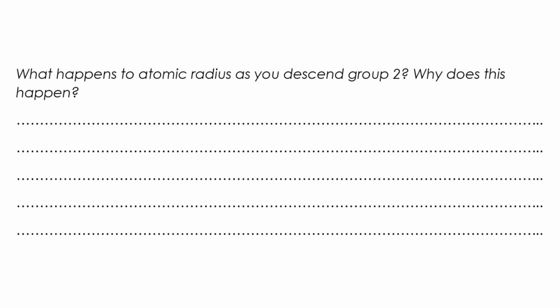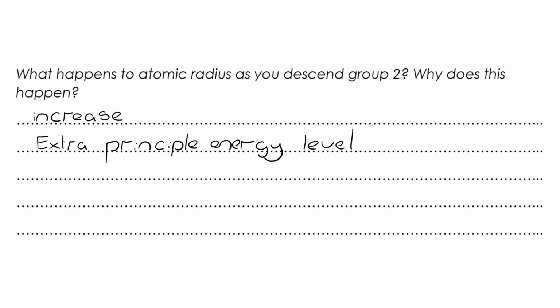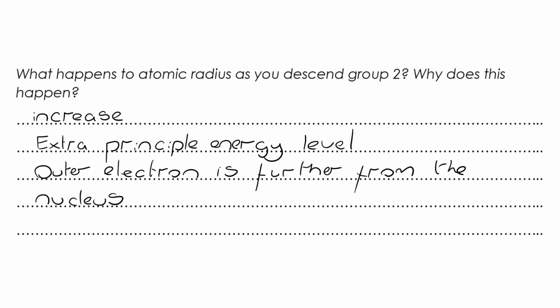Okay, so I'm hoping that the what happens is easy and they get bigger. It increases. Why does it increase? Well, you can see from the electron configurations that in each subsequent element, you are adding an extra principal energy level. We've gone to 2s2, 3s2, and 4s2. So that 2, 3, and 4 relates to the principal energy level. We've got an extra 1 each time. That means the outer electron is further from the nucleus, and it's also subject to greater shielding.